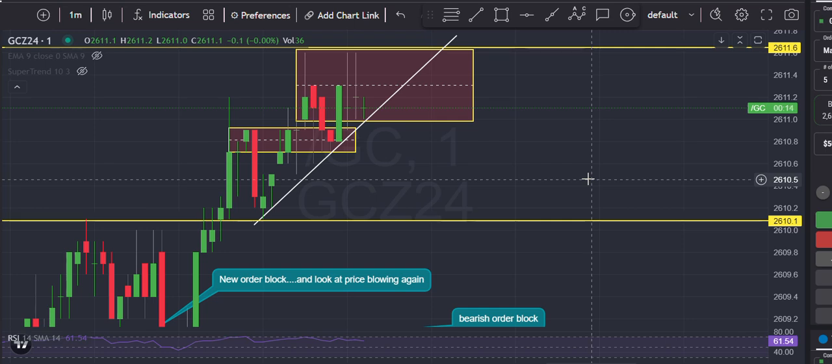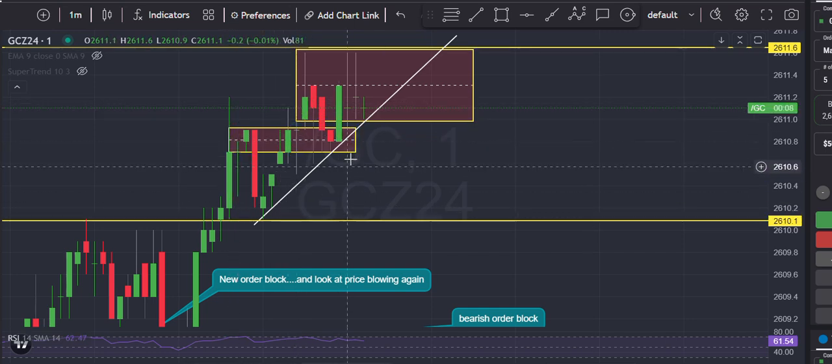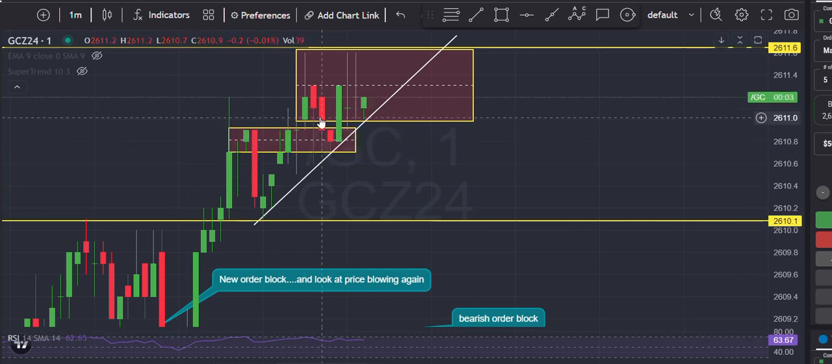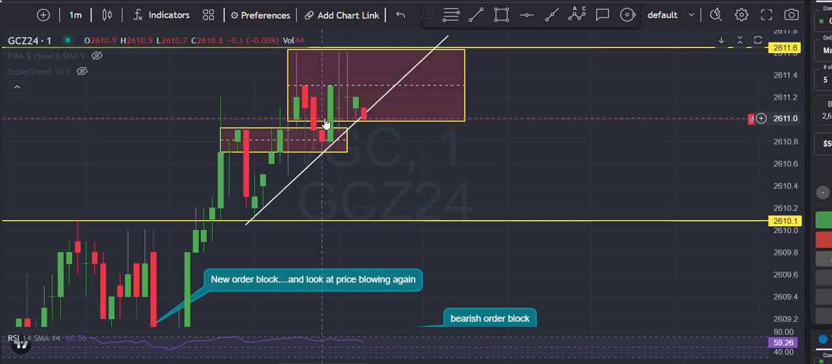Getting a lot of wicks in those areas, man. This is where I told you the order block was here, order block was here. So we have these long moves and sellers are coming in like, let me get some of that. Just give me my money.